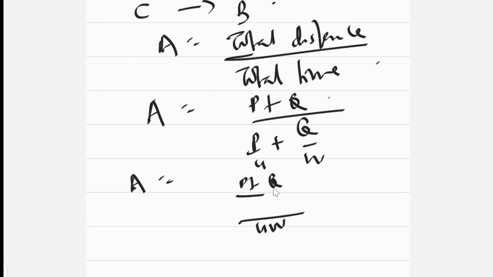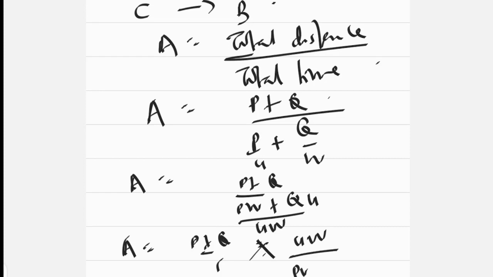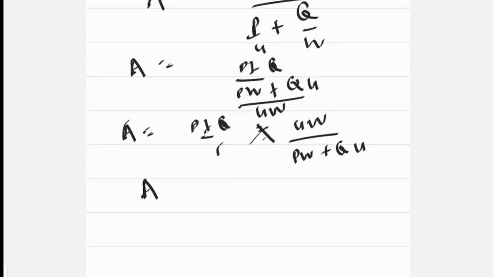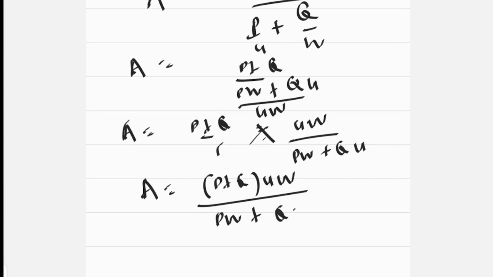And this one will give me what? So U in UW, that will be PW plus QU. I hope you understand now. Then your A will now be P plus Q divided by PW plus QU over UW. The moment you change this to multiplication, that will be UW into PW plus QU. Then your A will now be P plus Q UW divided by PW plus QU.